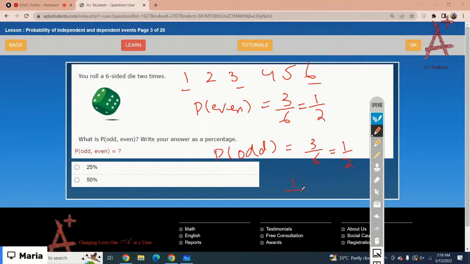Got it? So just multiply both the probabilities. 1 by 2 times 1 by 2 would be 1 by 4. It would be 25%. Got it? The correct option is 25%.